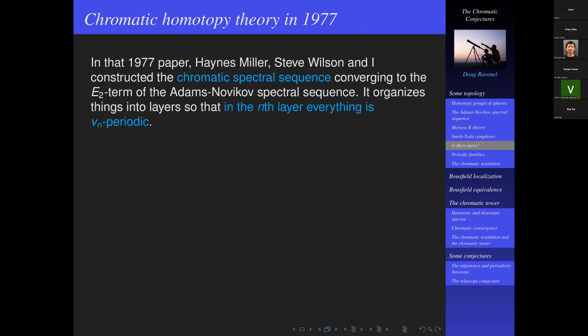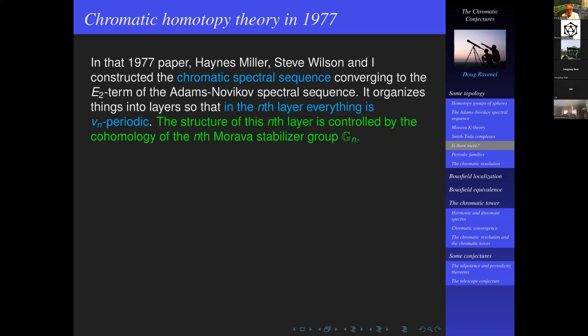So it organizes things into layers in which, in the nth layer, everything is Vn periodic in some sense. The nth layer consists of periodic families like the three that I showed you a moment ago. And the structure of this nth layer is controlled by the cohomology of the nth Morava stabilizer group. Now remember, that's a p-adic Lie group that is the automorphism group of a height n formal group law.